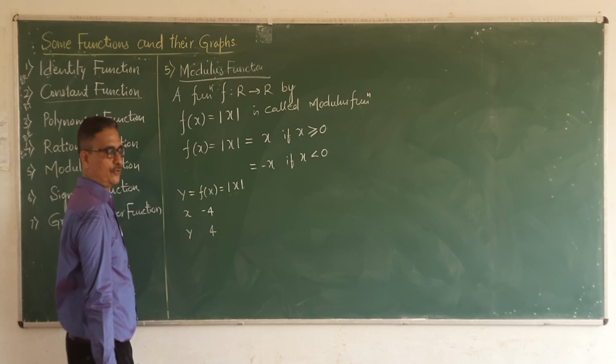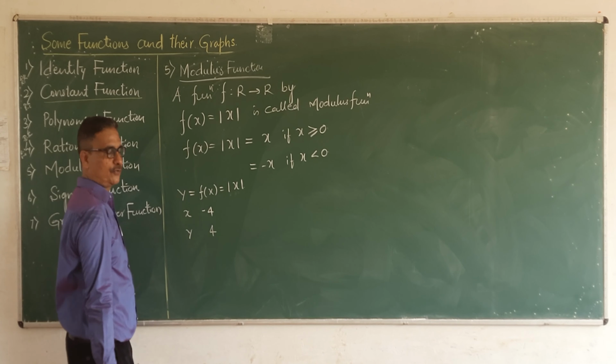Put x equal to minus 3. Modulus of minus 3 is plus 3. Put x equal to minus 2. Modulus of minus 2 is plus 2. Put x equal to minus 1. Modulus of minus 1 is plus 1. Put x equal to 0. Modulus of 0 is 0. Put x is equal to 1. Modulus of 1 is plus 1. Put x is 2. Modulus of 2 is also 2.